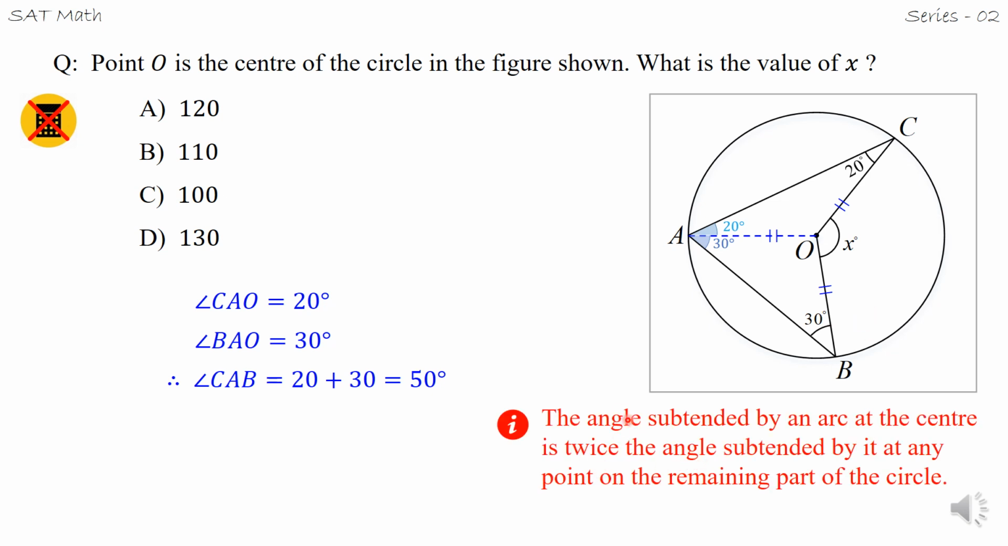Okay, and we know the angle subtended by an arc at the center is twice the angle subtended by it at any point on the remaining part of the circle. So angle x should be twice the inscribed angle. So this is 50, so x equals 100 degrees, which is option C.